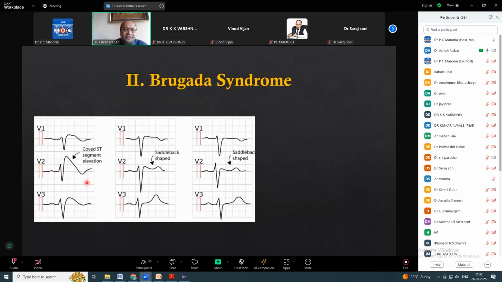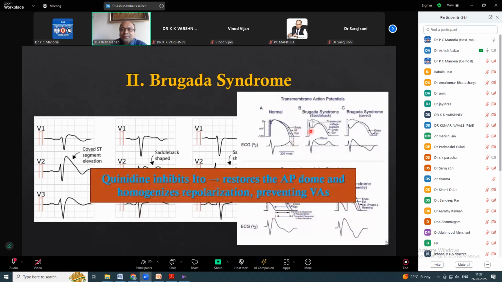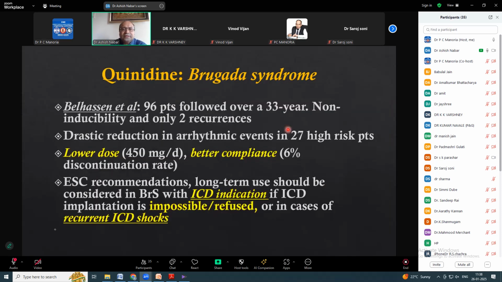Now, many of you have seen the ECG and know what to call a Brugada ECG. The type 1 Brugada pattern with this convex, coved ST segment elevation is the one that is most prone to the risk of sudden cardiac arrest. The type 2 with a concave ST elevation and the type 3 are a little dubious in terms of the risk of sudden cardiac arrest. Now, what quinidine does here is it restores the hump of this action potential, which is lost in Brugada syndrome, by blocking the Ito current.